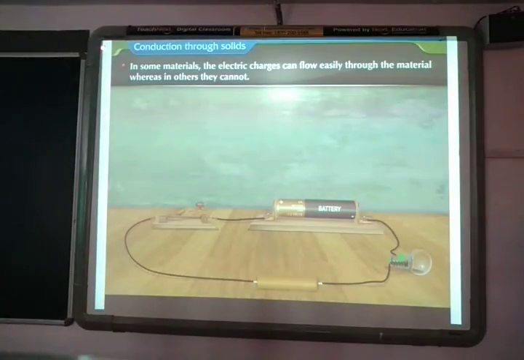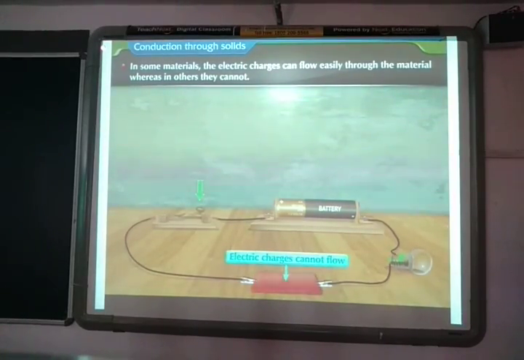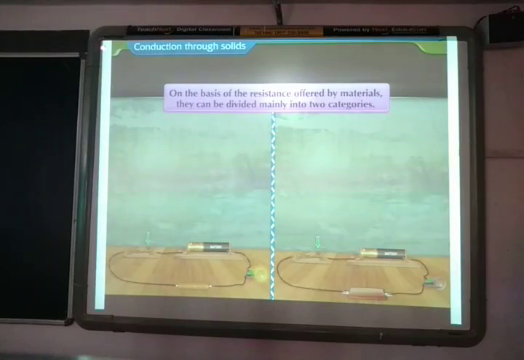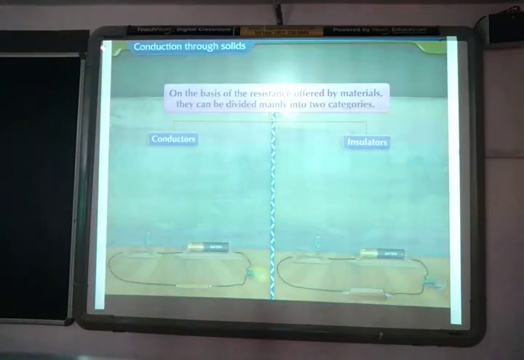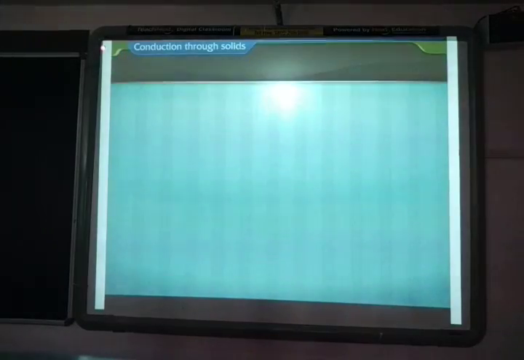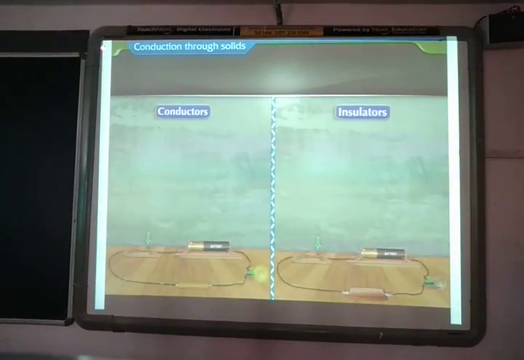In some materials, the electric charges can flow easily through the material, whereas in some materials, charges cannot flow. On the basis of the resistance offered by the materials to the flow of current, they are classified as conductors and insulators. Let us now define conductors and insulators.